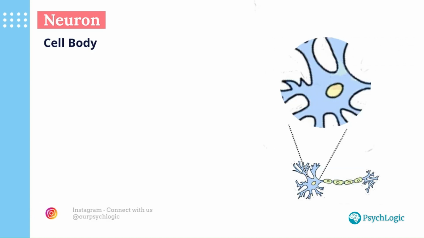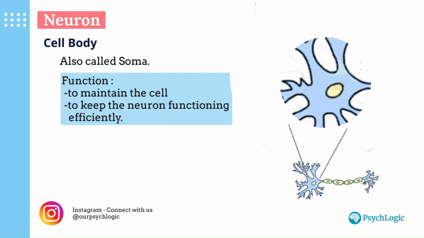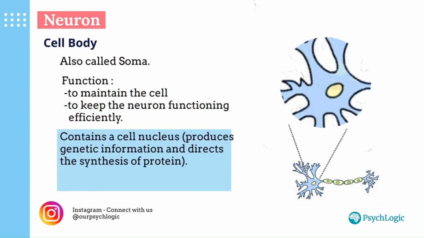So the cell body or soma is essentially the core of the neuron. The main function of this is to maintain and keep the neuron functioning efficiently. Now, like other cell bodies, the neuron's soma also contains the cell nucleus. This cell nucleus produces genetic information and directs the synthesis of protein, which is vital for other parts of the neuron to function.